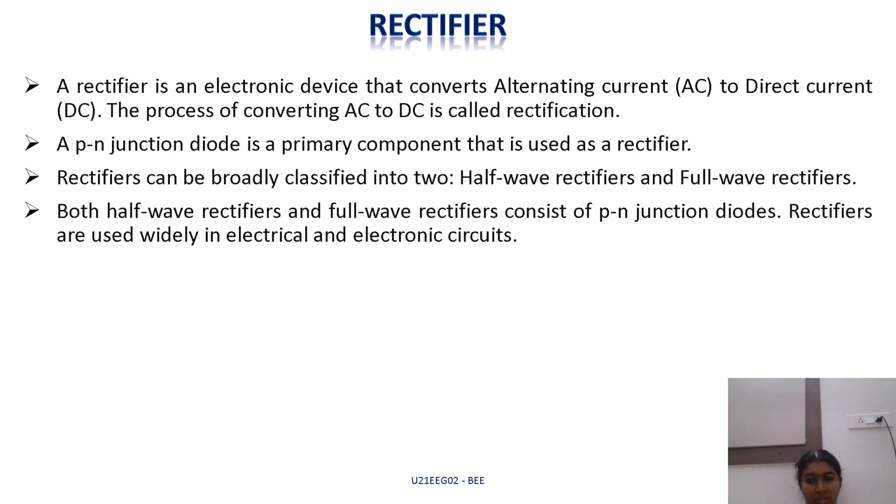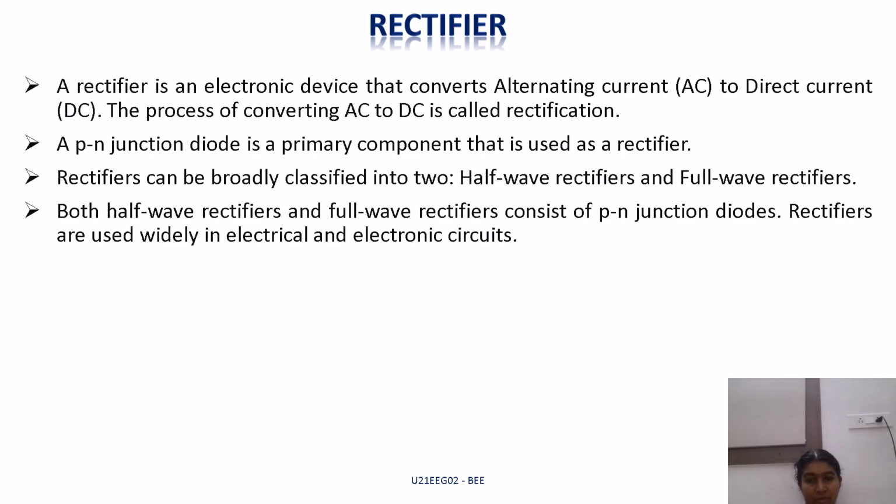So you have studied PN junction diode. Under forward bias, it is working as a closed switch. Under reverse bias, it is working as an open switch. So rectifiers are broadly classified into two types: one is half wave rectifier and the other is full wave rectifier. So let us see one by one.